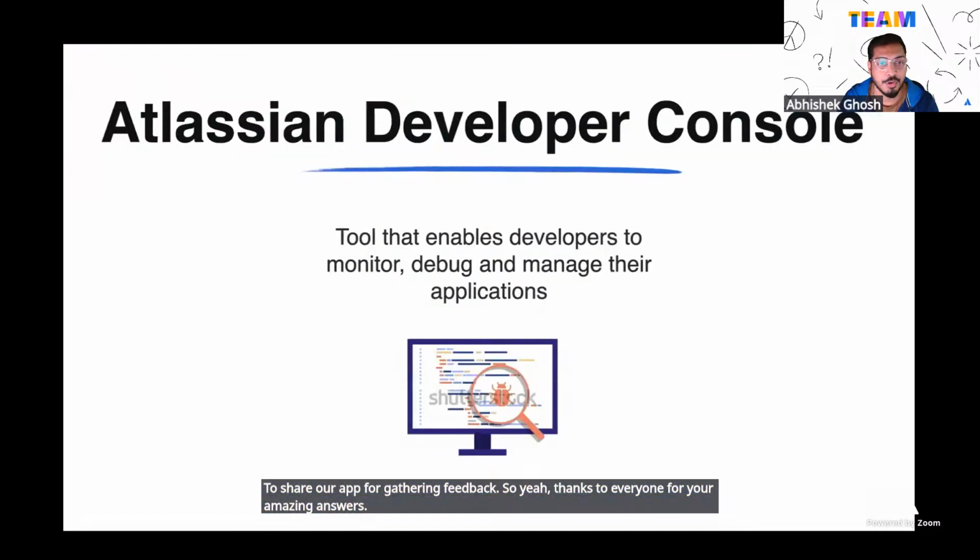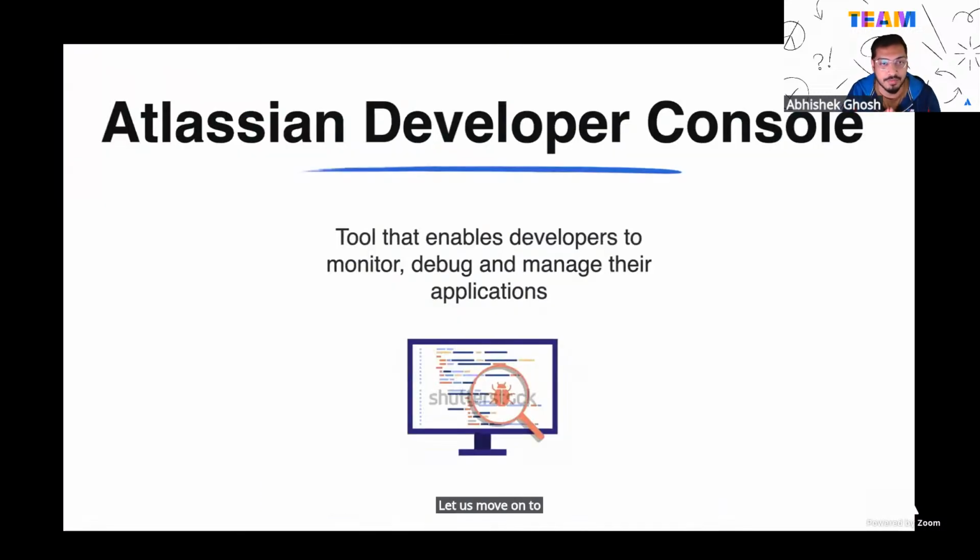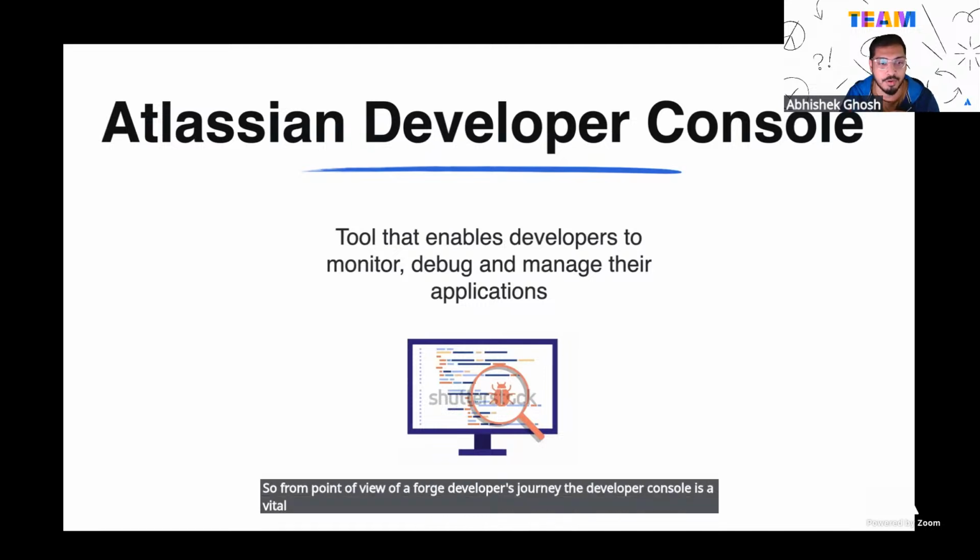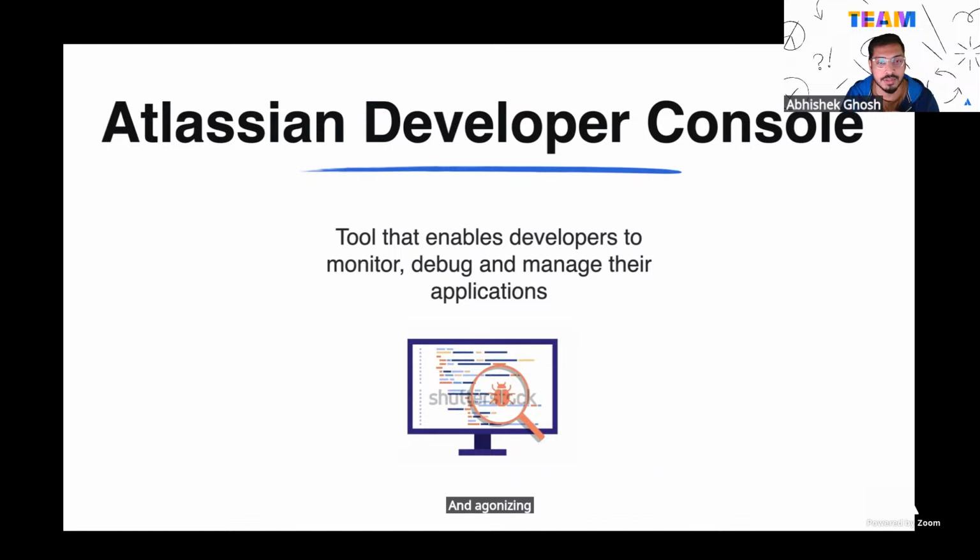Let us move on to the introduction of the Atlassian Developer Console. So from the point of view of a Forge developer's journey, the developer console is a vital tool that helps developers to monitor, debug, and manage their app. So this is a web app and is particularly useful for tracking application usage, identifying errors, diagnosing issues within the application, and setting up alerts for specific conditions related to the application.